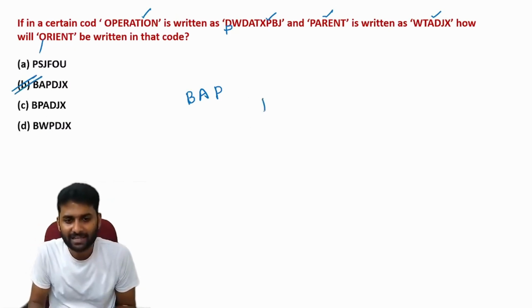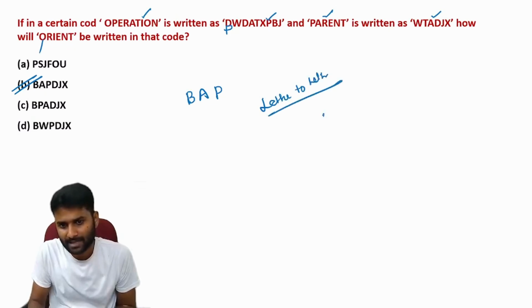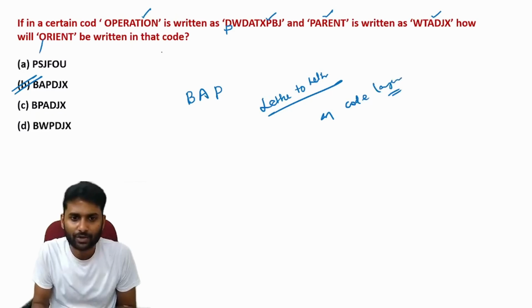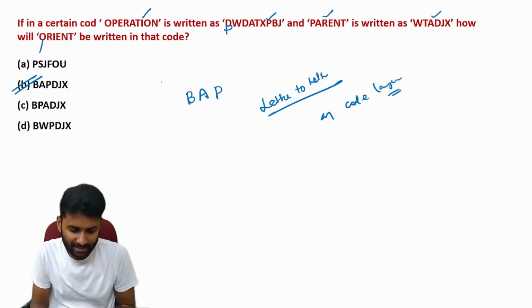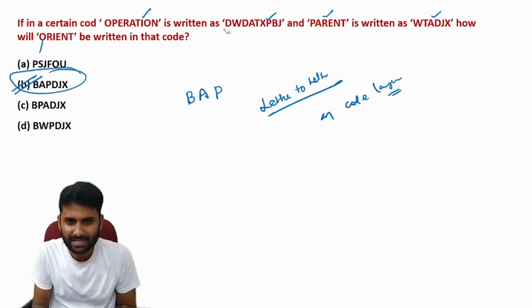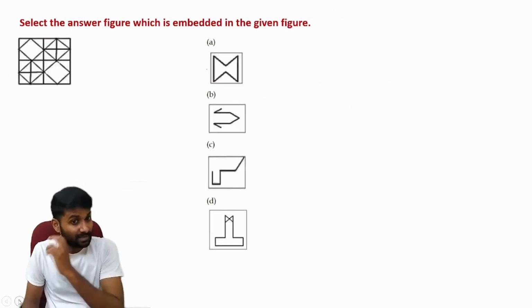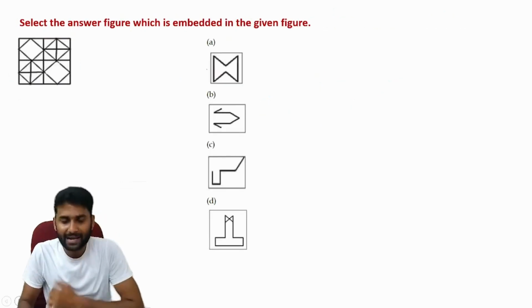So directly consider letter to letter as the code language. Most of the students try to find the sequence, but you never get the proper sequence, guys. So you will get that option, and B is the correct answer. Basically, it's not D, it's B. It's a print mistake. Next, select the answer figure which is embedded in the given picture.